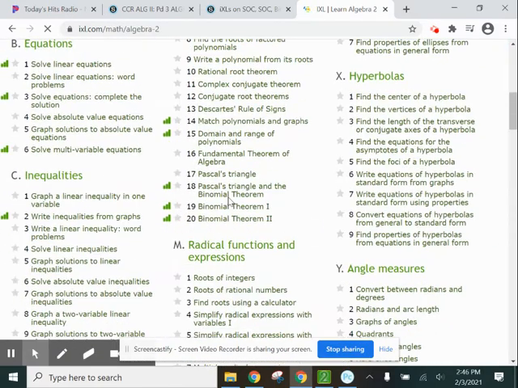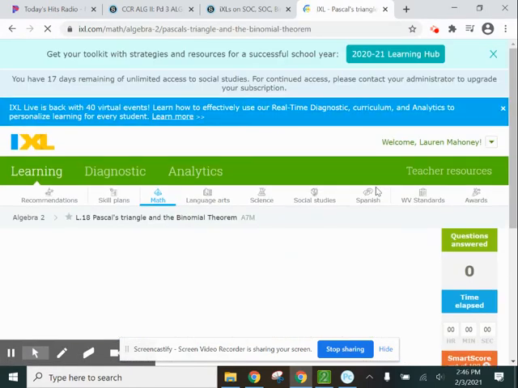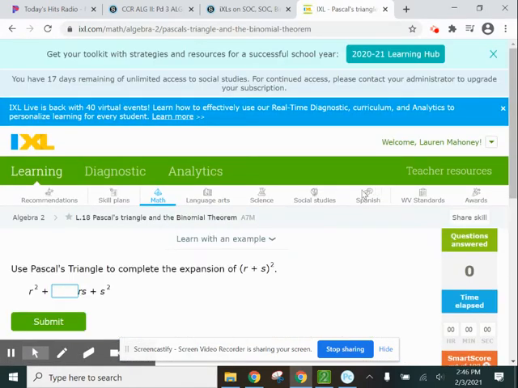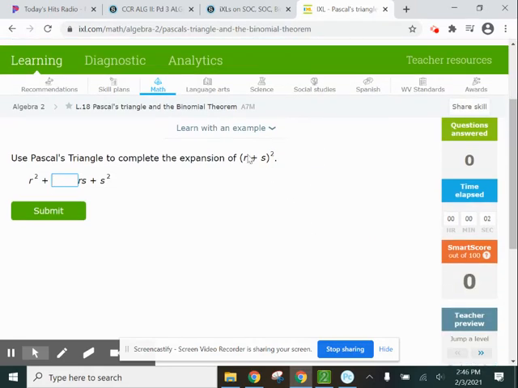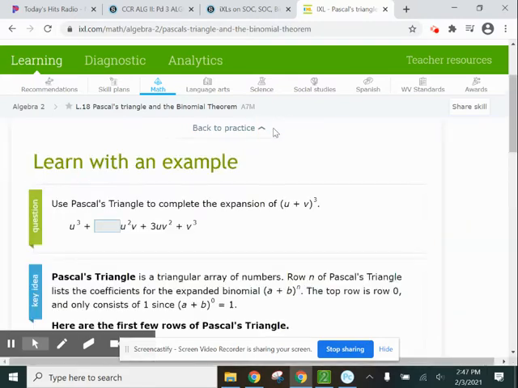L.18 is going to be using Pascal's triangle with the binomial theorem. So that's where you are expanding using those coefficients. So notice this is r plus s to the second power. So you're using the second row of the Pythagorean theorem, or I'm sorry, of Pascal's triangle.